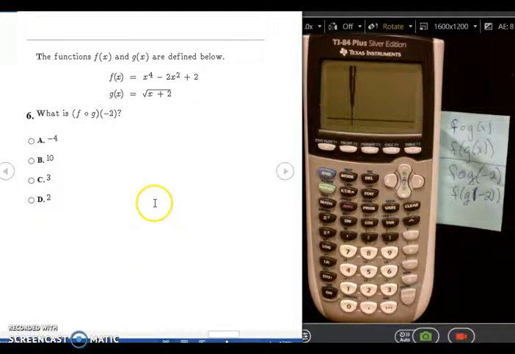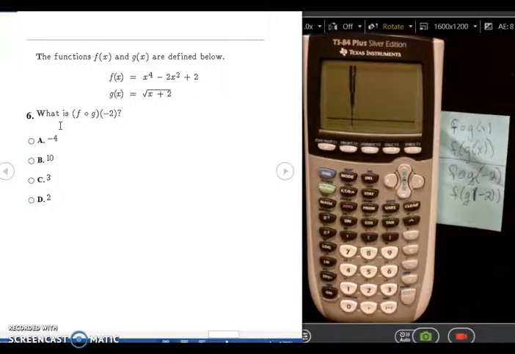So for this problem, I'm doing another composition of a function, but this time I'm evaluating the composition of the function. So I do not have to look at the graph because I have an actual number here. So it's going to be done a little bit differently.